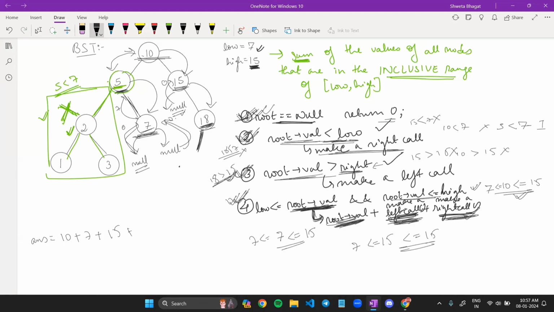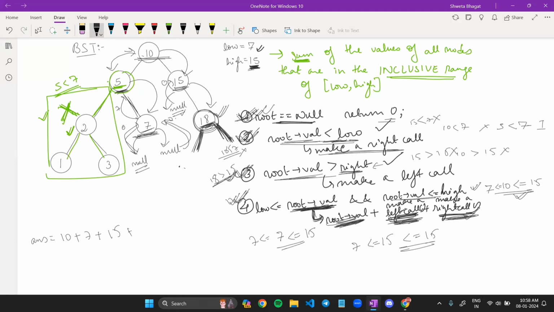So there is no chance that any value which would have been present in the right side of 18 would be lesser than 15. Why? Because in a BST, all the values present at the right side of a node are always greater than the current node. So since this is 18, all the values present in its right side would obviously be greater than 18. So there is no way that it would fall in the range of 7 to 15. Okay. So we'll make a left call.